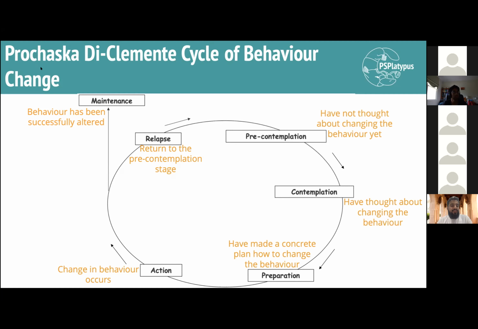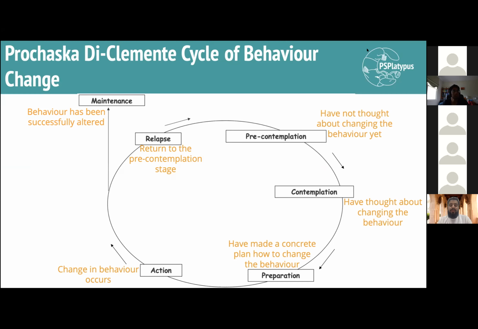Then we have the action stage, and this is where change in behavior occurs. This is when you or the patient cut out the smoking. Then we have two pathways. The patient might relapse and smoke again.